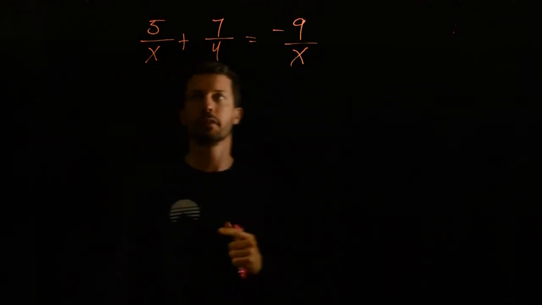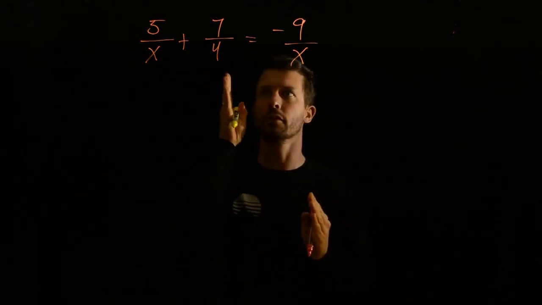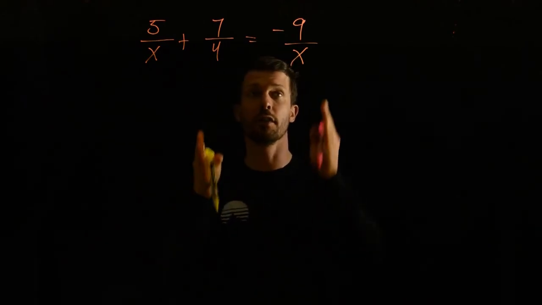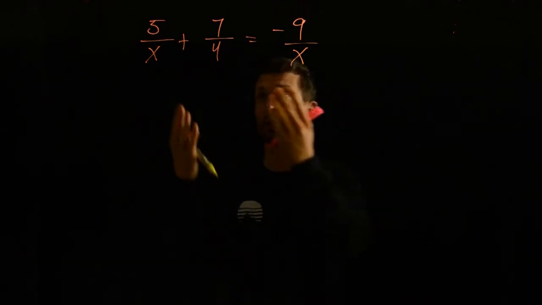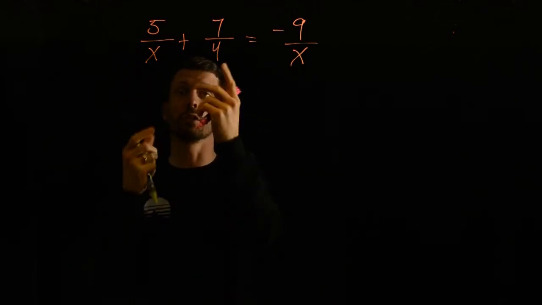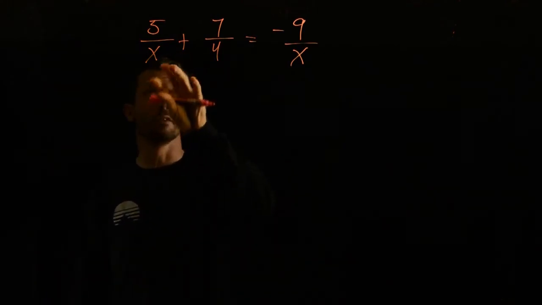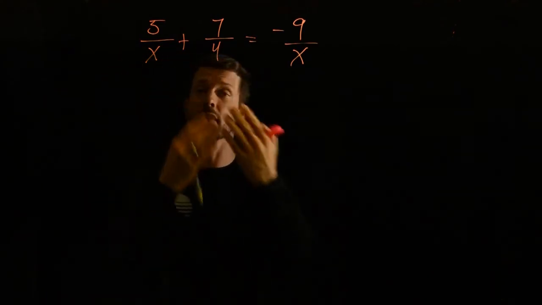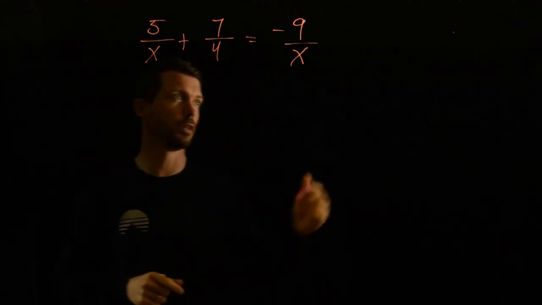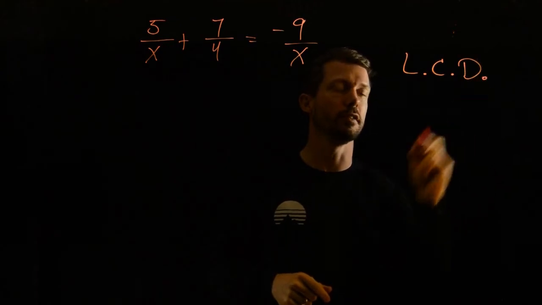Alright, so in this example, we still have a rational equation, but we no longer have a single rational expression on one side and a single rational expression on the other side. We actually have two fractions here, so we're really doing an operation where we're adding them. So what we have to do is we could potentially add these together and then do what we were doing, but it's a lot easier if we just go ahead and find the LCD.